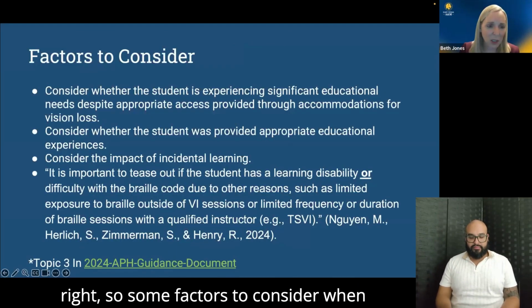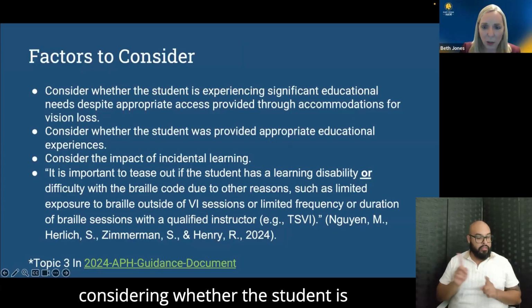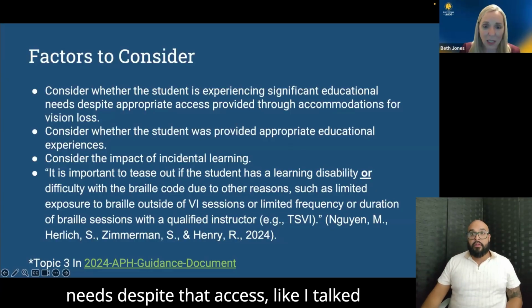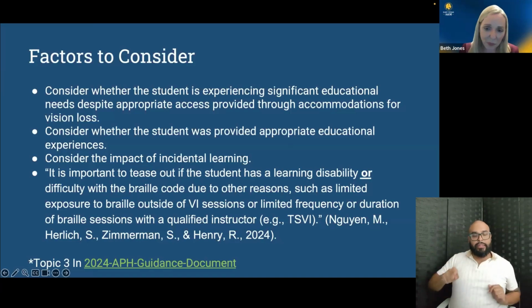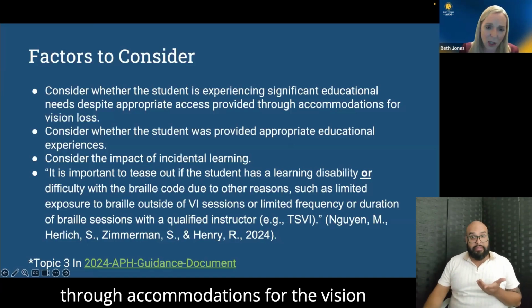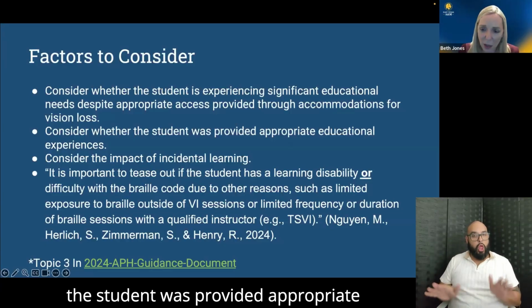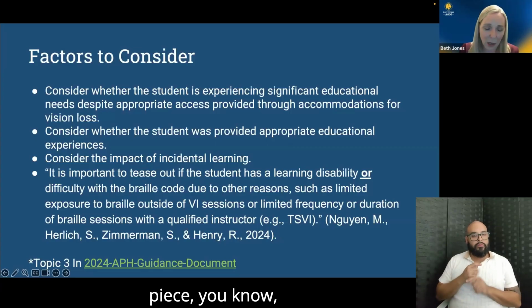All right. So some factors to consider when you have a student in RTI would be considering whether the student is experiencing significant educational needs despite that access, like I talked about. So they're getting access through accommodations for the vision loss, but we're still seeing struggles that can't be explained. Consider whether the student was provided appropriate educational experiences. Again, that ECC piece.